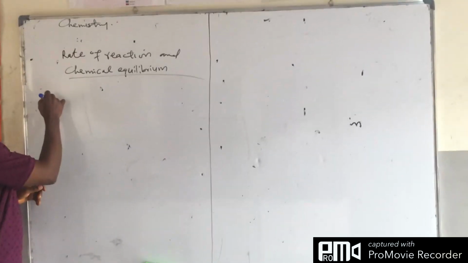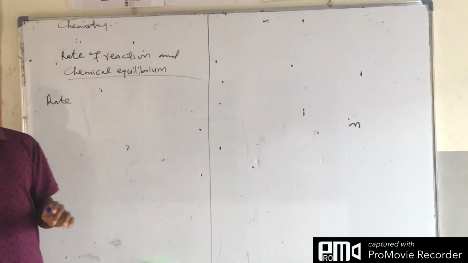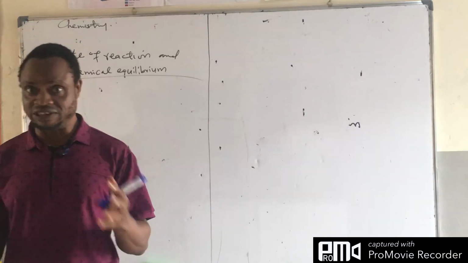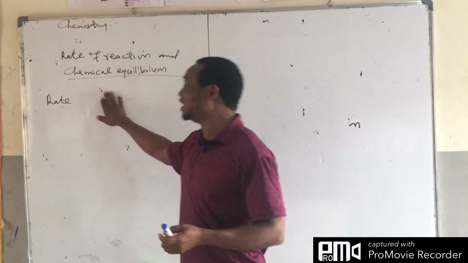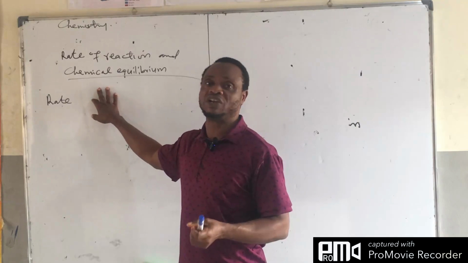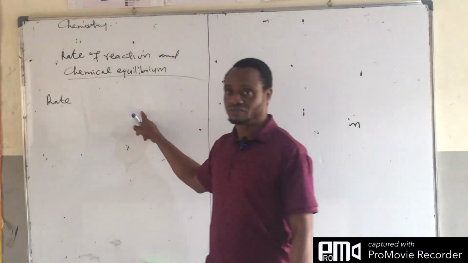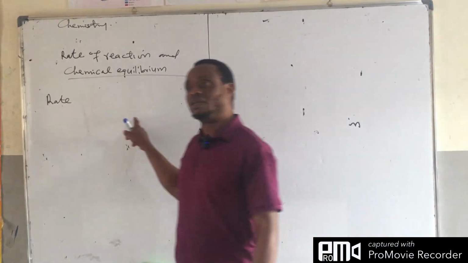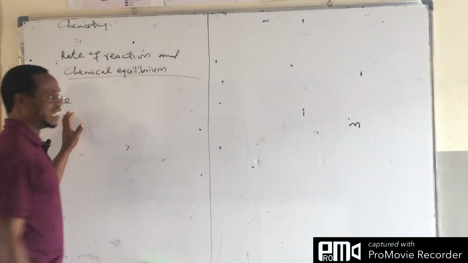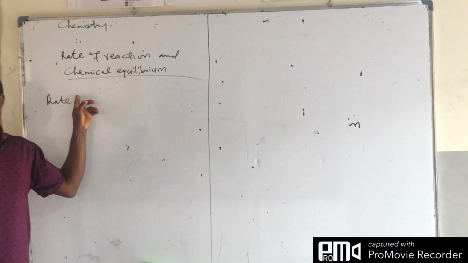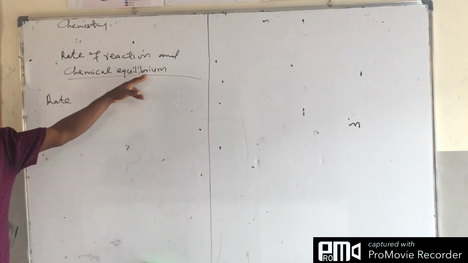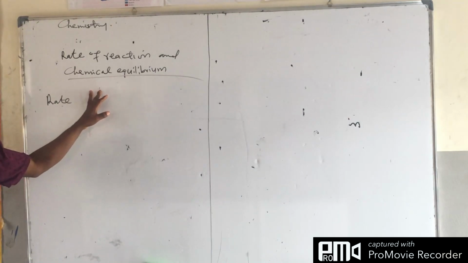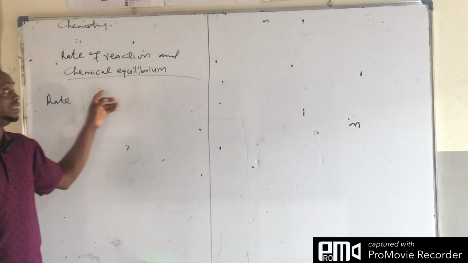Now, rate of reaction simply means, in a layman's understanding, how far or how long it will take the moles of reactants to be converted to products, or how long it will take for moles of products to be taken back to the reactant side. So the rate at which a chemical reaction occurs is what we call the rate of chemical reaction. Which means some of them can be so slow, while some can be so fast, depending on the nature of the reactants taking part.